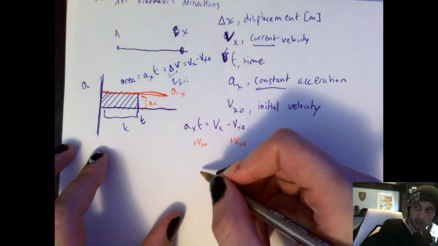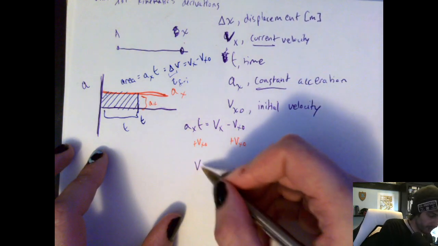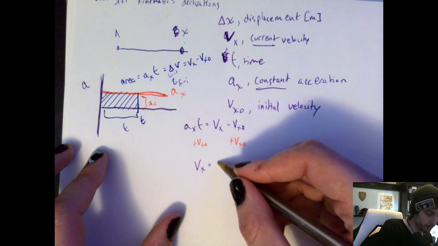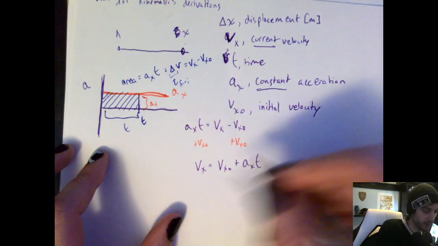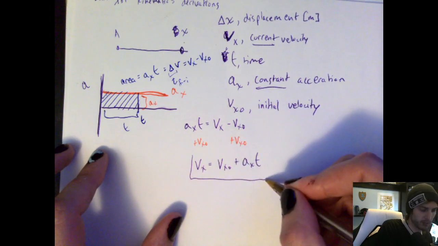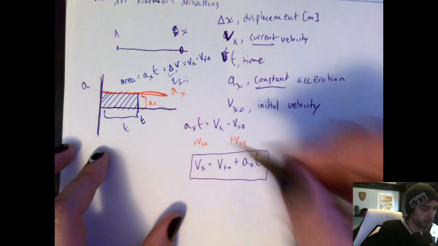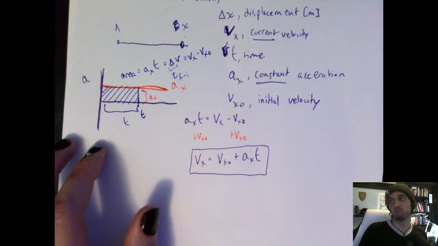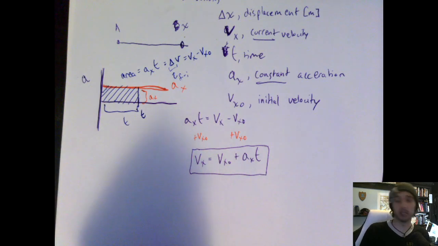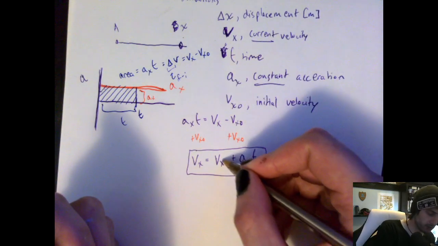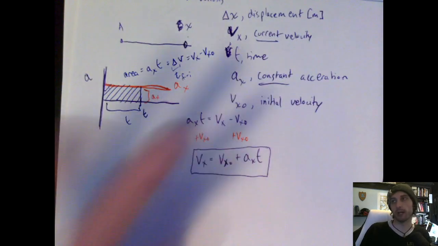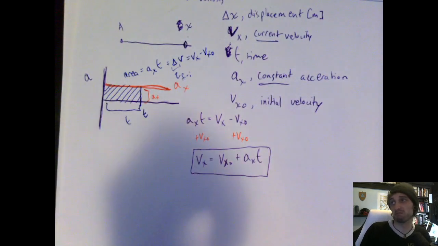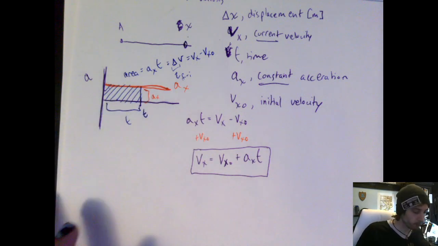So we've got Vx is equal to Vx naught plus Ax times t. And sometimes I'll flip the order on those two. Doesn't really matter too much. I think this is the order it's on the AP exam sheet or equation sheet, which is why I write it like this, but you could flip it and it'd be fine.